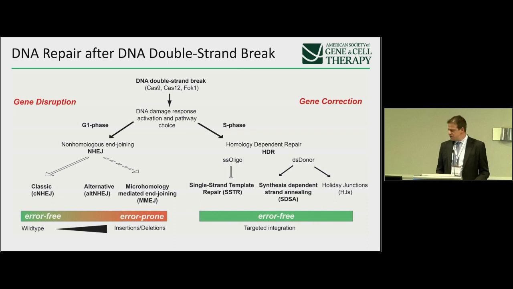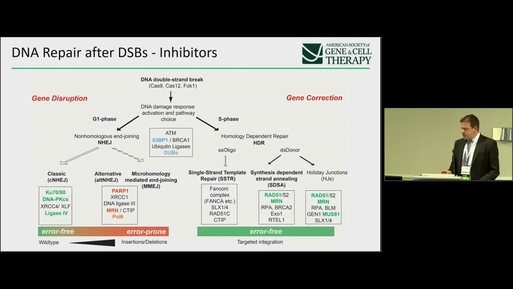I show this because it's interesting that the proteins involved in all these different pathways have been targeted by cancer therapy companies for synthetic lethality. For example, BRCA2, which is here on the right in the middle, is a very important protein for HDR repair right here.